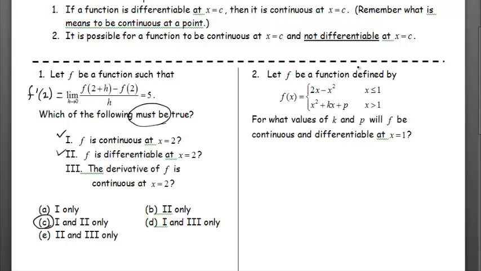Example 2, here's a new function. Oh, look at the k's in here. Ugh, and the p's. For what values of k and p will f be continuous and differentiable at x equals 1?